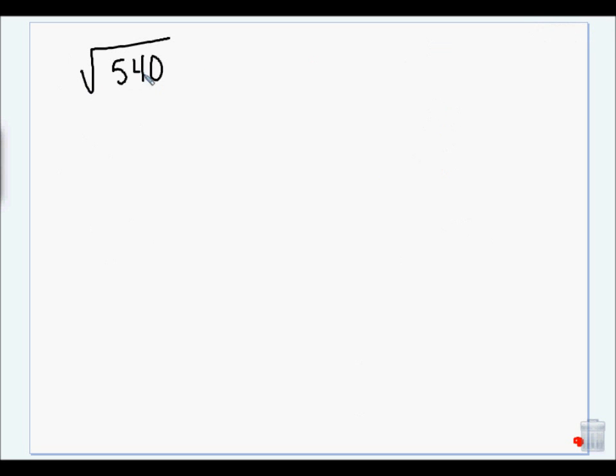Okay, now in this case, I actually don't know all the perfect squares that are in here off the top of my head. But it'll divide by 2 or 5 or 10. I'm going to divide it by 10. And 54 is 6 times 9. And 6 is 2 times 3. And 9 is 3 times 3. And 10 is 2 times 5.